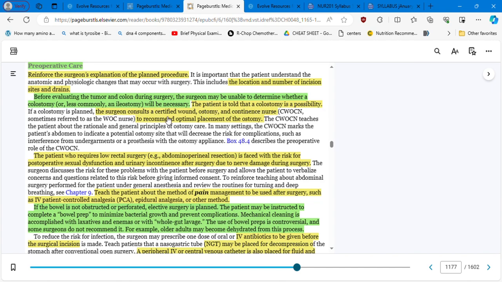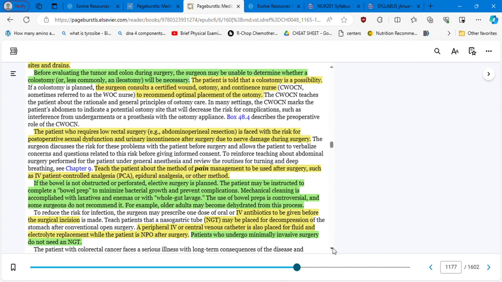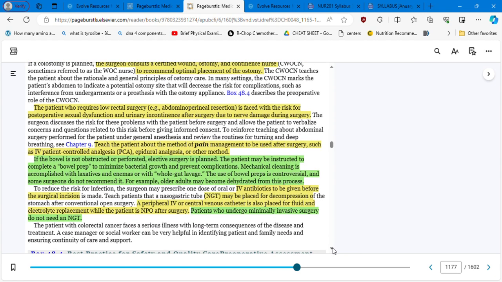Okay, the surgeon consults a certified wound, ostomy, and continence nurse to recommend optimal placement of the ostomy. They are specialized in, depending on the patient's body, if the patient is obese with a distended abdomen, if the patient is skinny, and the different activities that the patient performs, where is the best place to put the stoma, right?